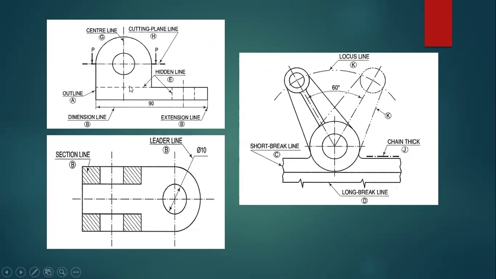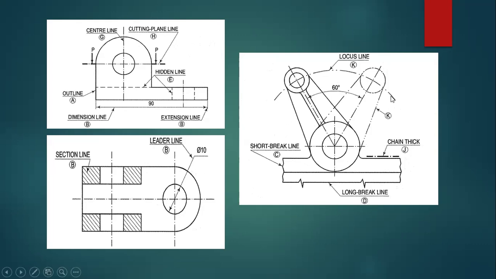So we have it here, and we also have it here to show that this part is hidden in the drawing like this, okay. Then we also have thin long chain line. Thin long chain line is used for center line. So this is a center line here, okay. We also have a center line here, and we also have a center line here. So here is the center line. This is also a center line.